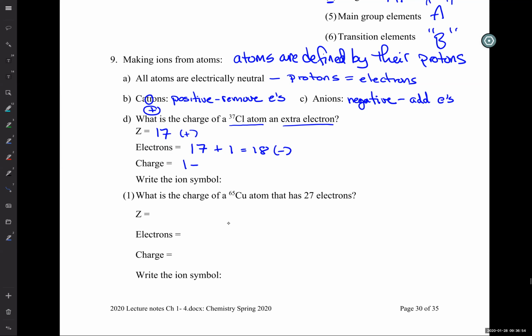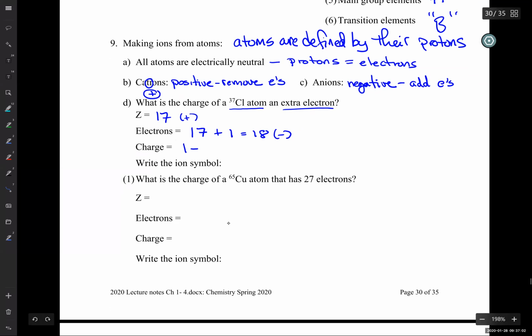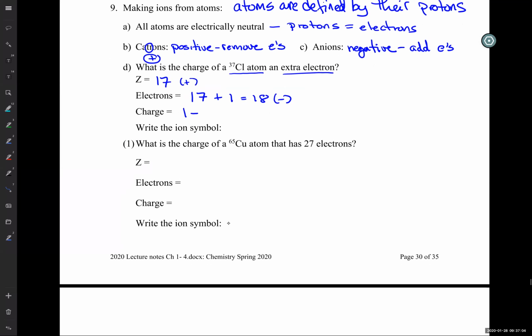And then, okay, if we want to write the ion symbol for that chlorine atom, I'm going to just get rid of that for now. I haven't talked about it yet. The ion symbol would just be Cl-. We don't write the 1 usually.